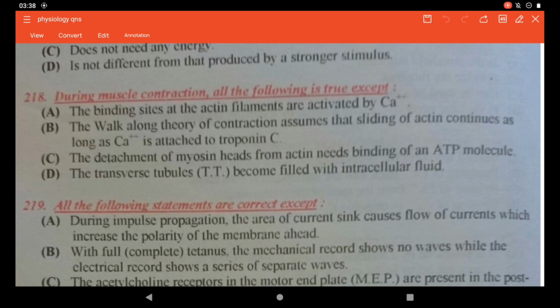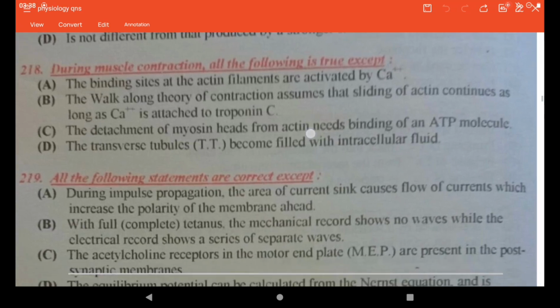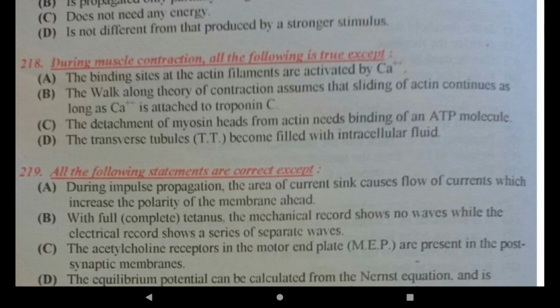The other statements are correct concerning skeletal muscle contractions. But the transverse tubules are usually filled with extracellular fluid, and they are very important for the rapid spread of the action potential into the muscle fiber.